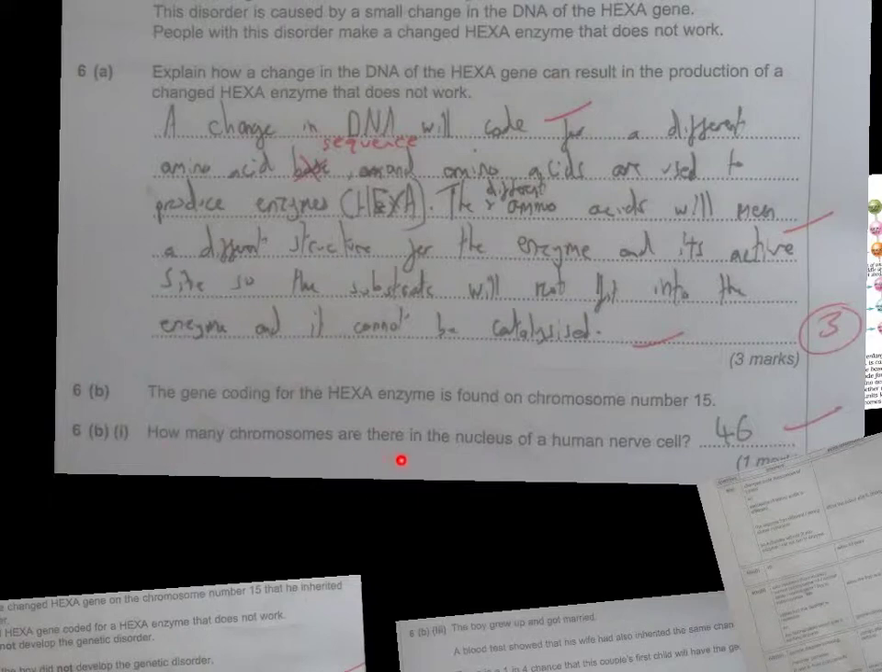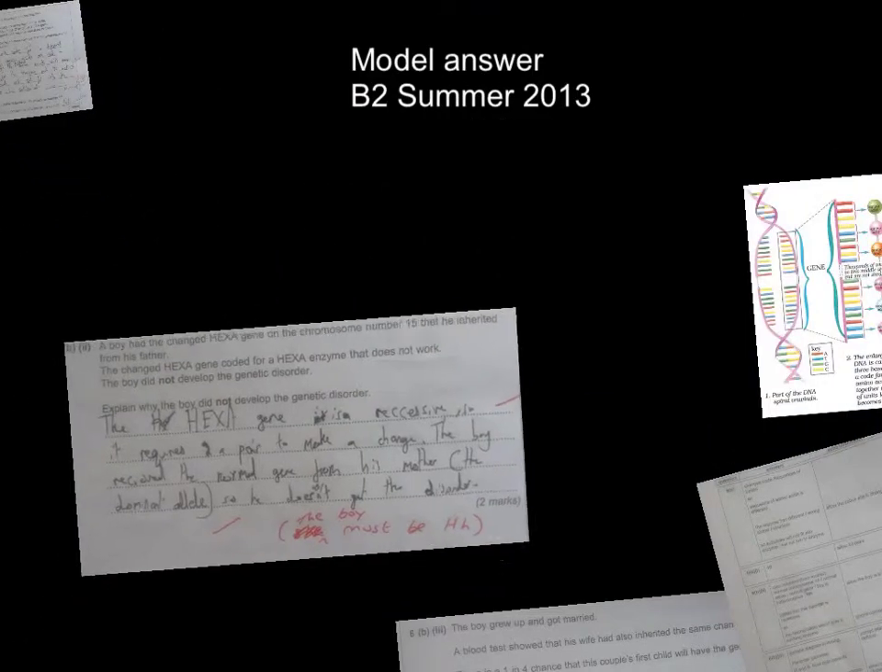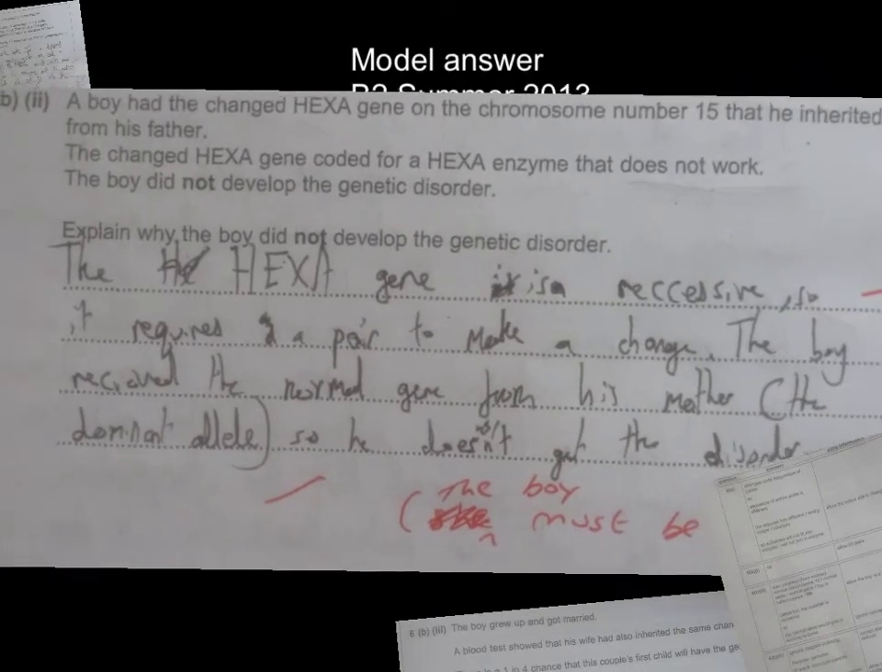How many chromosomes are there in the nucleus of a human nerve cell? You need to know it's 46. 23 pairs, which makes 46. Jobs are good. Let's move that away. We're finished with that now. Next one.